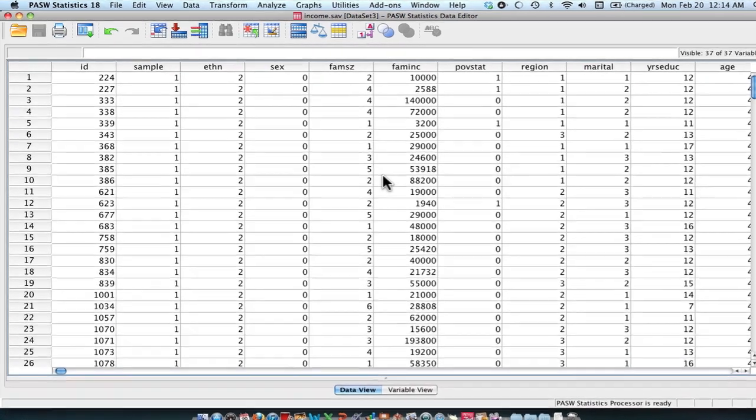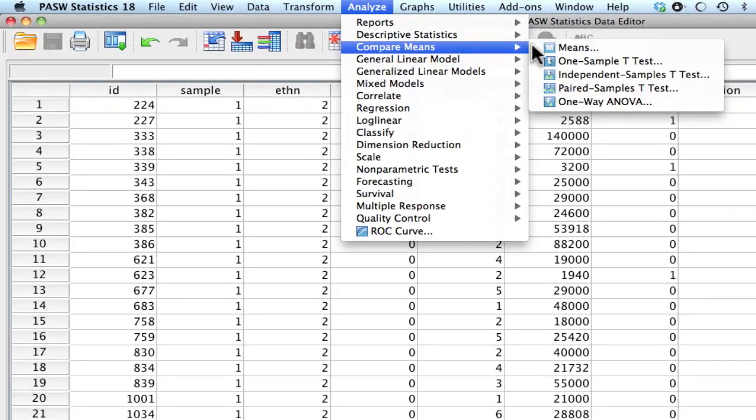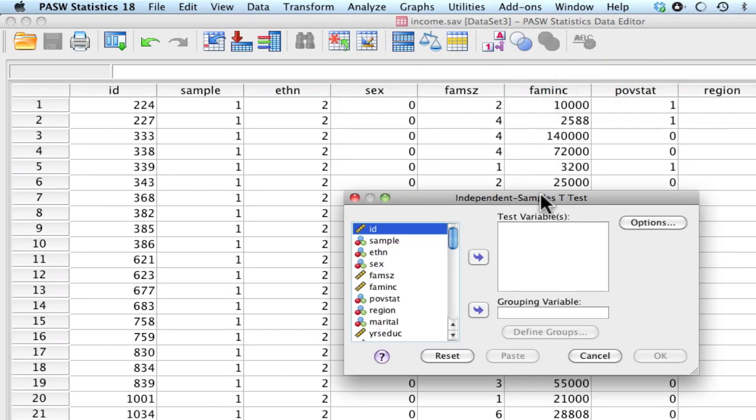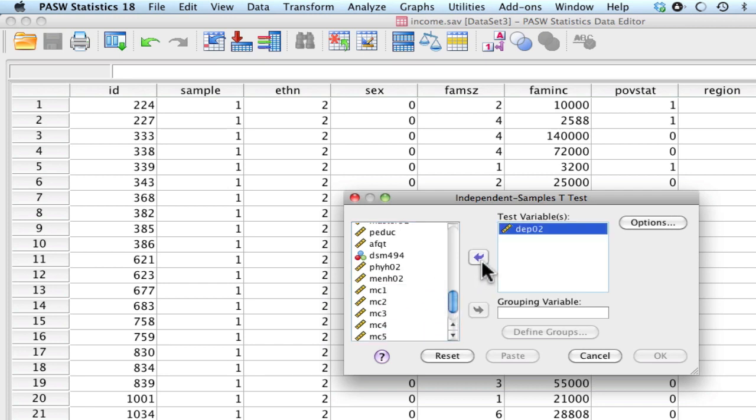What you can do is go to Analyze, compare means, and go down to Independent Samples T-Tests. Once you see this, you'll see your list of variables here, as well as the test variables, also known as your dependent variables. For the purpose of this example, we're going to be comparing males and females on a number of health outcomes. We're going to look at depression, which in my data set is depression as measured in 2002, as well as physical health.